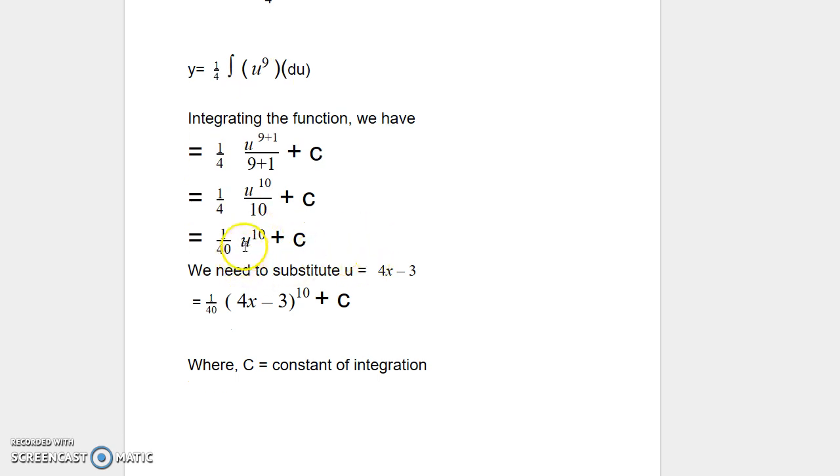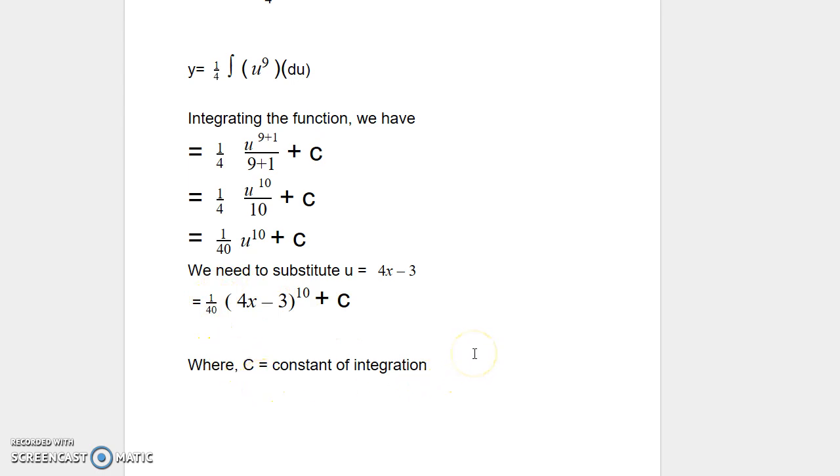Now that we have simplified it as much as possible, we need to substitute u back as 4x minus 3. We cannot leave our solution as u. We need to express our solution in terms of x. So we need to substitute u as equal to 4x minus 3. Therefore we can write this expression as 1 over 40, 4x minus 3, the whole thing raised to the power of 10 plus c, where c is a constant of integration.